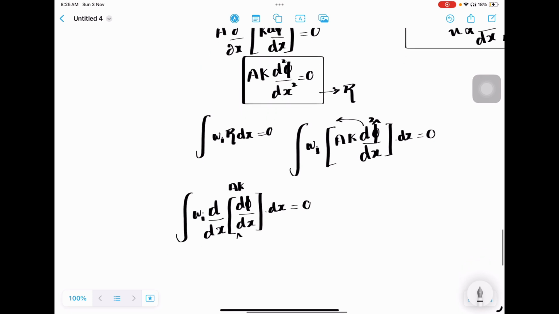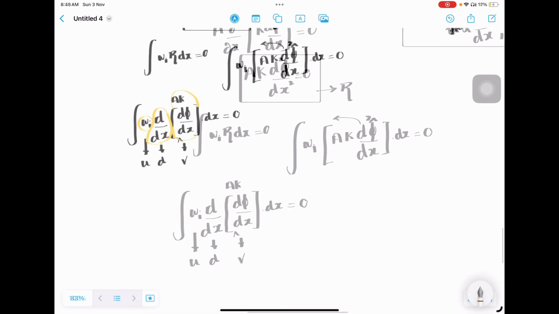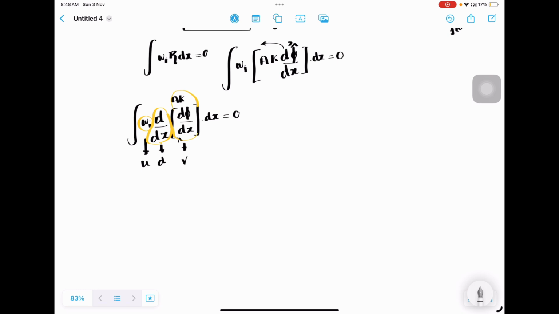So this is of the form integral of u dv. This term is going to be u, this term is going to be dv. We just have to substitute the u dv formula. So we have integral of u dv is equal to uv over the limit alpha to beta minus integral of v du over the limit alpha to beta.